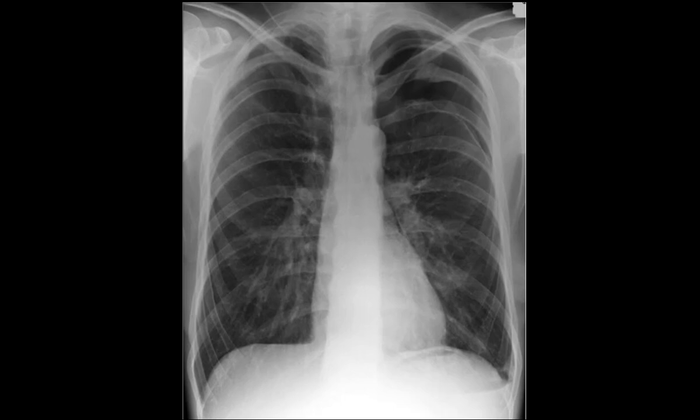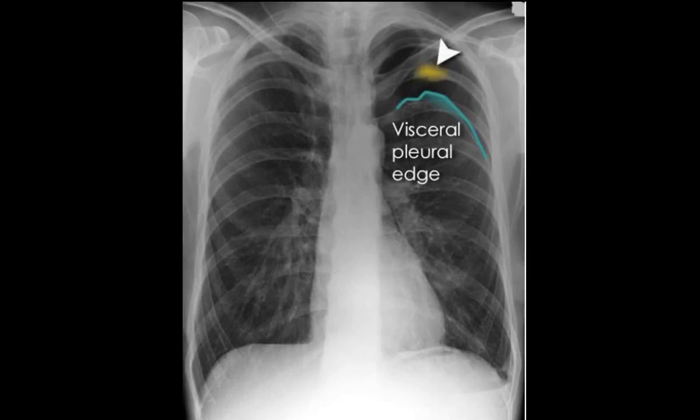What do you see here? Yeah, this is a left-sided pneumothorax, and you can see the wide visceral pleural lining lying here. So this is the pleural edge and there is pneumothorax at the apex of the left lung.